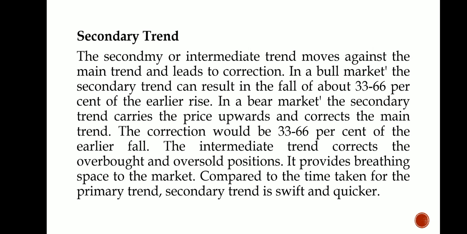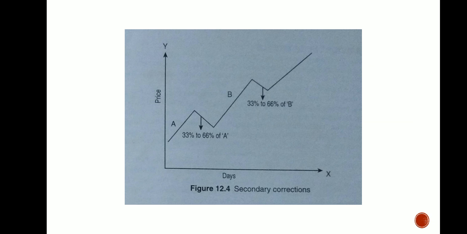The intermediate trend corrects the overbought and oversold positions. It provides breathing space to the market. Compared to the time taken for the primary trend, secondary trend is swift and quicker. Here, the adverse movement of the primary trend lines is considered as secondary trend.